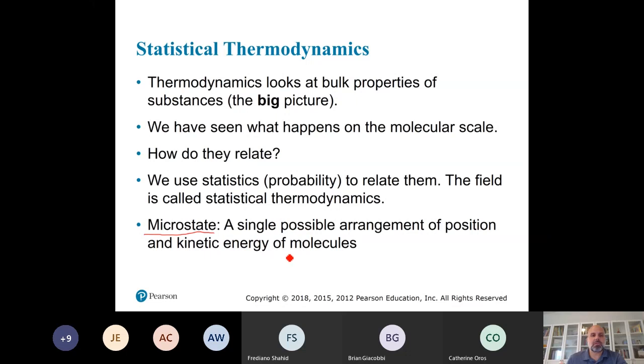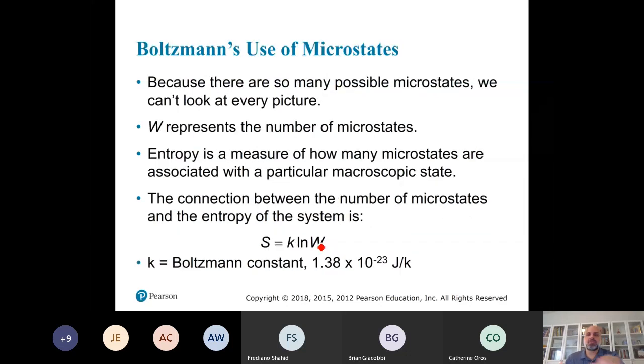So when we're doing these types of calculations, we're taking snapshots. We're going to call these microstates, and we're looking at what's going on at that particular moment. Where are all the molecules arranged? What is the energy of the molecules at that instant in time? And this refers back to the scientist Boltzmann, right? And Boltzmann used these microstates.